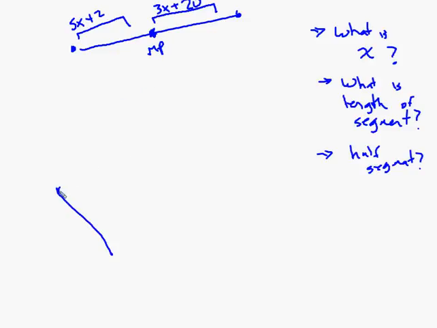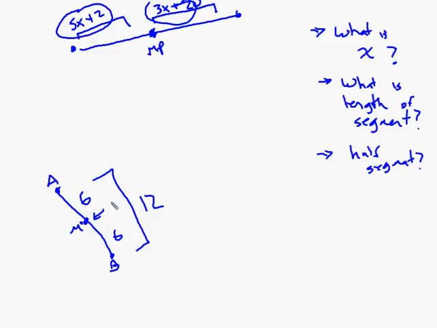Before we do this problem, let's do one more easy example. You don't have to write this one down. If this point right here, I'll call it point M, is the midpoint of segment AB, and if this is 6, what's this? 6. And what's the length of the whole thing? 12. Okay. So what do I know about this and this? They're equal. So I write 5x plus 2 equals 3x plus 20. Those would have to be equal.